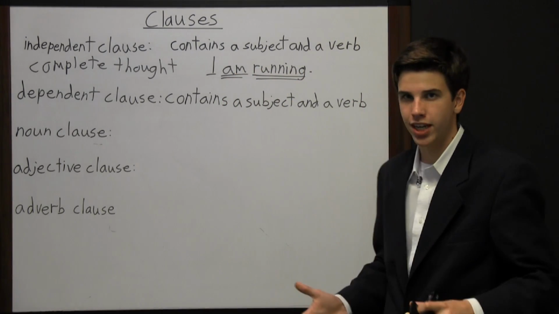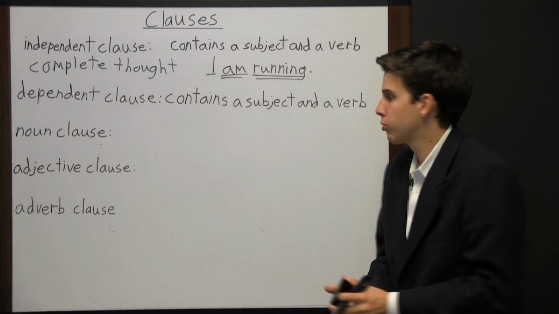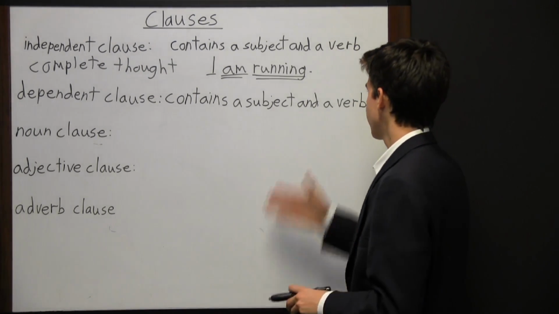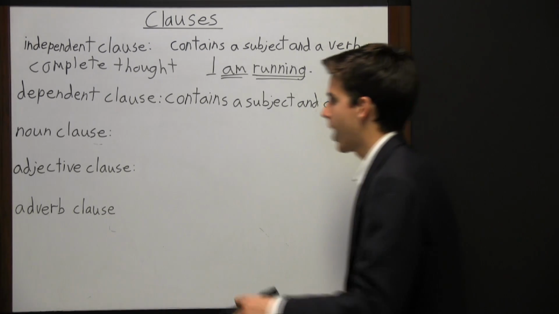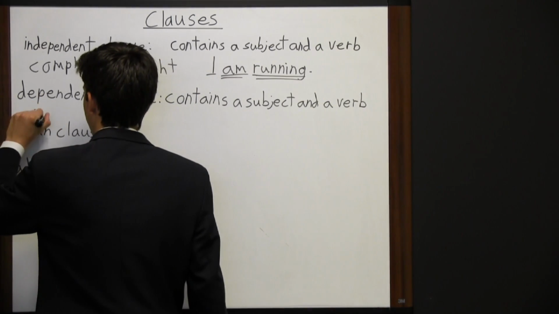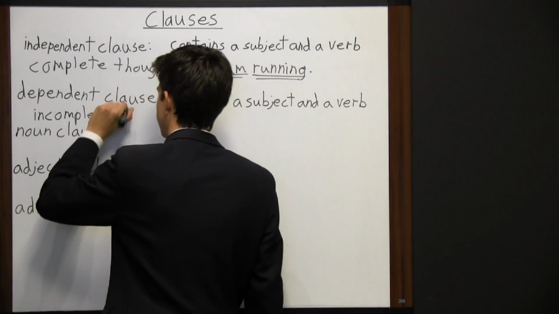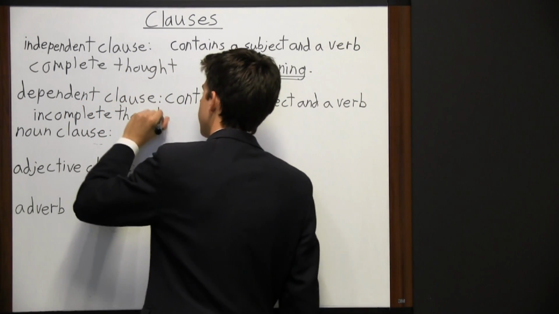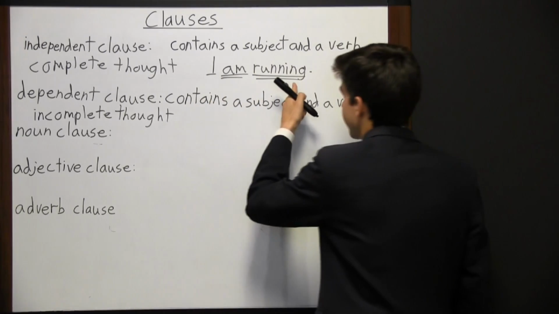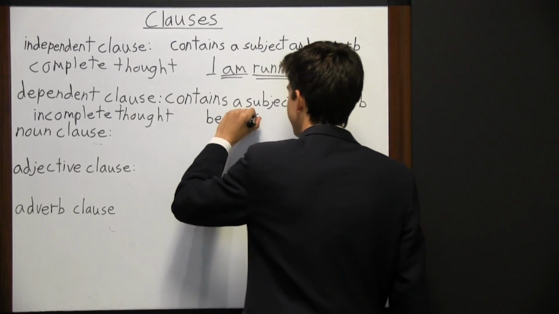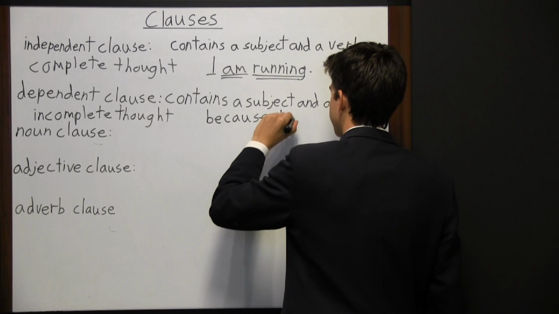Now sometimes independent clauses have other clauses grouped with them, but they can also stand alone. Now a dependent clause also contains a subject and verb. However, it is an incomplete thought. And so we can take this independent clause up here and just add the word because to it, and it becomes a dependent clause.